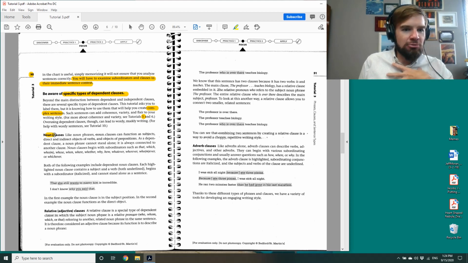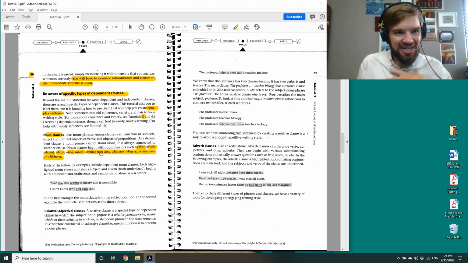Okay, so noun clauses. Like noun phrases, noun clauses can function as subjects, direct and indirect objects of verbs, and objects of prepositions. As a dependent clause, a noun clause cannot stand alone. It is always connected to another clause. Noun clauses begin with subordinators such as that, which, who or whom, whose, when, where, whether, why, how, whatever, wherever, whoever, whomever, or whichever. So go over that list. I know I said it quickly.